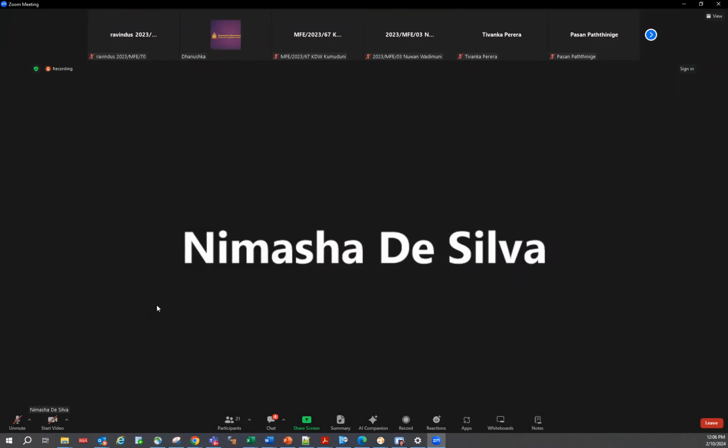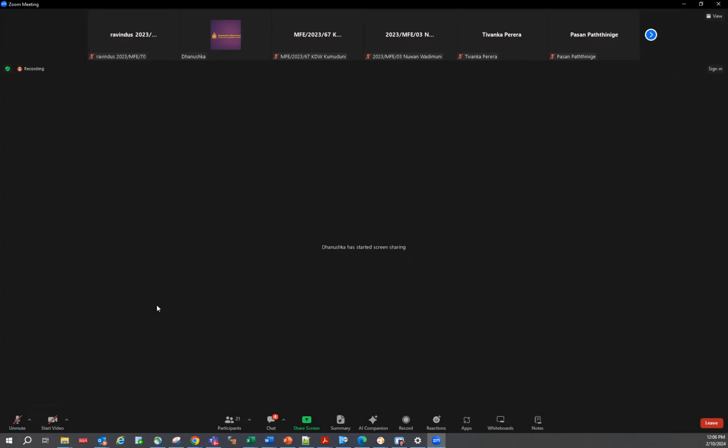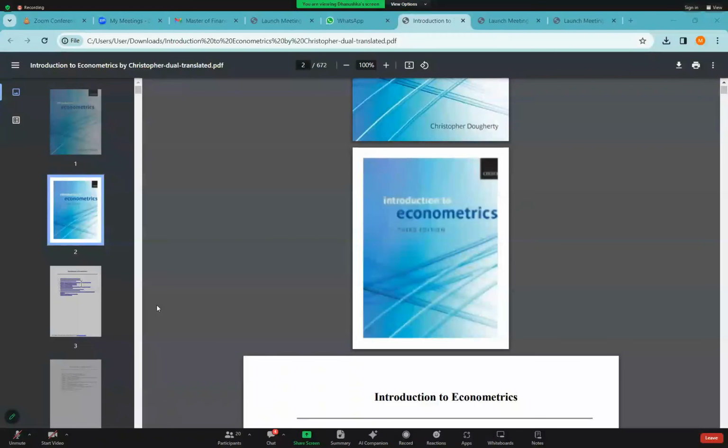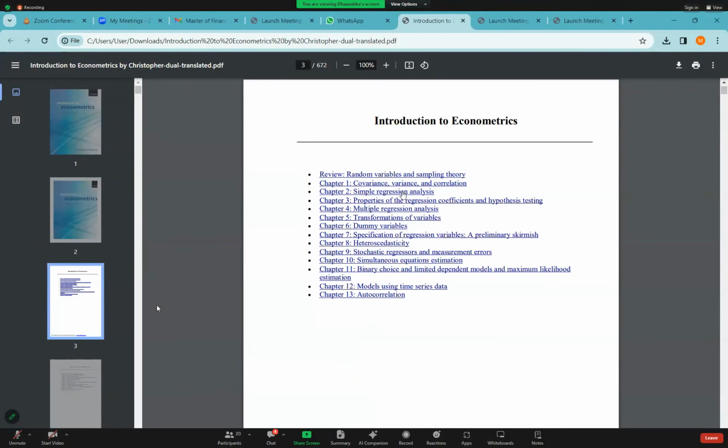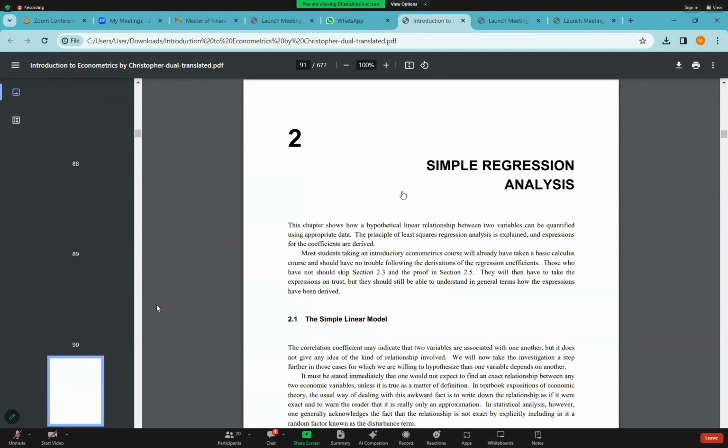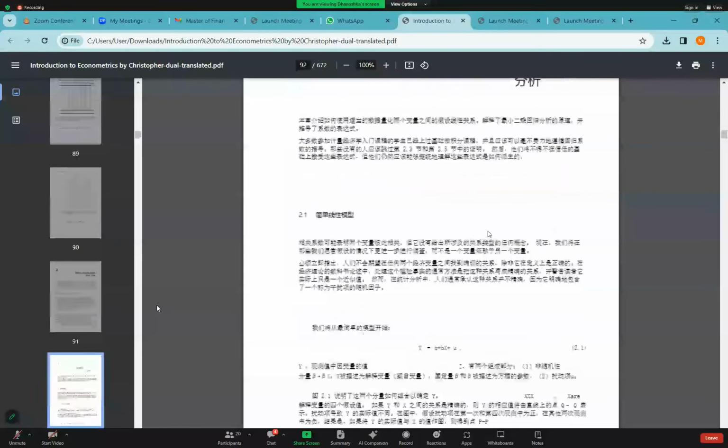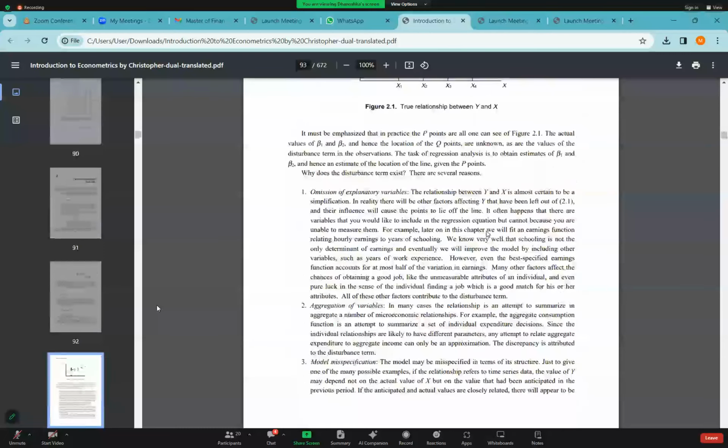Check whether you can open that book in the WhatsApp group. Yes, sir, we can open. Okay, then in this book, actually now we discuss simple linear equation. Can you see it now? We have a Chinese version also here.